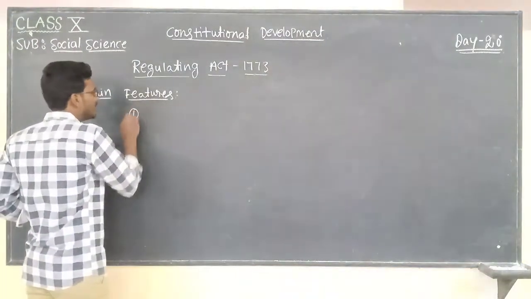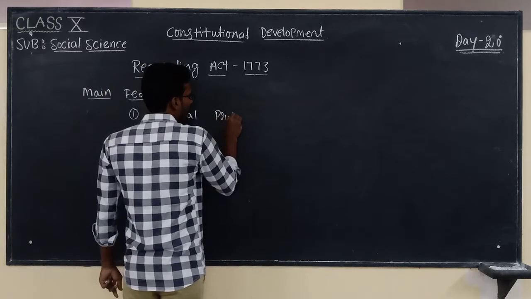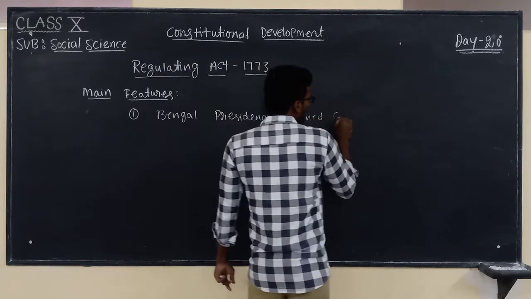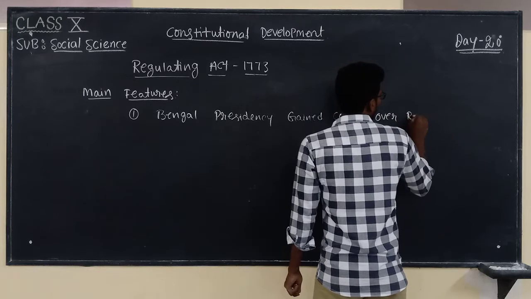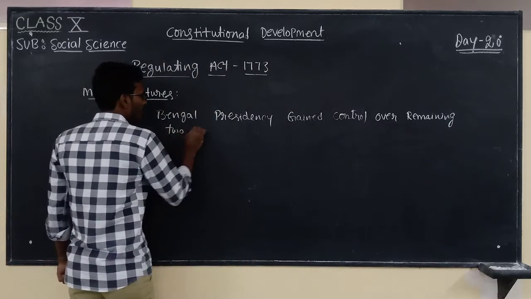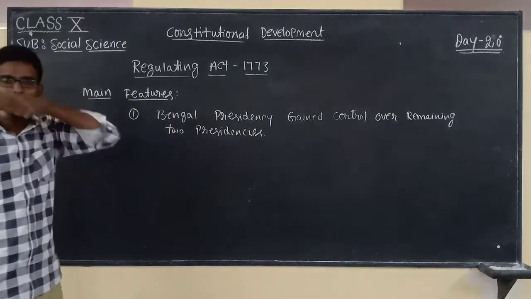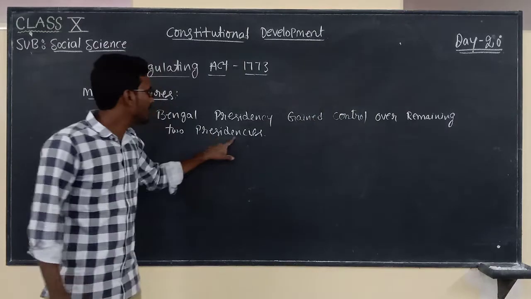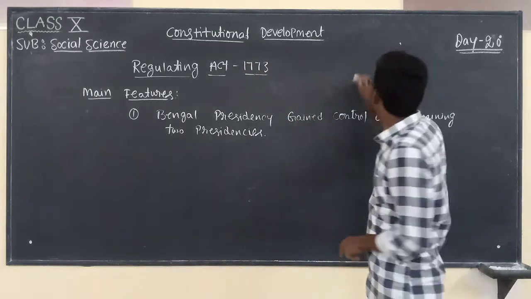First of all, the first feature: the Bengal Presidency gained control over the remaining two presidencies. This is the first foremost feature of the Regulating Act. First of all, children, before the implementation of the Regulating Act, there were three presidencies.